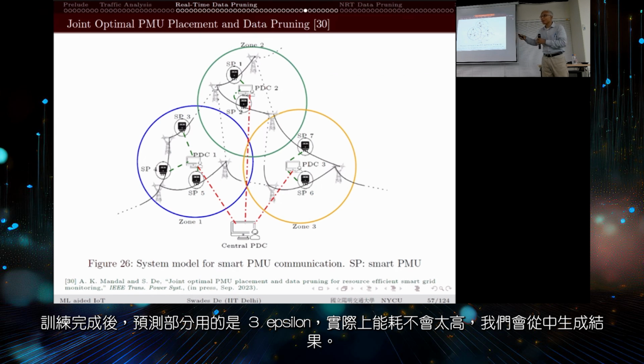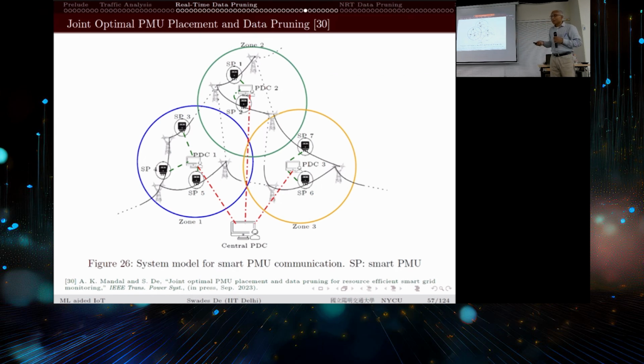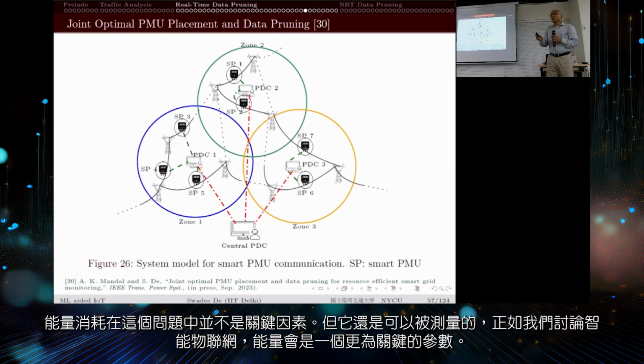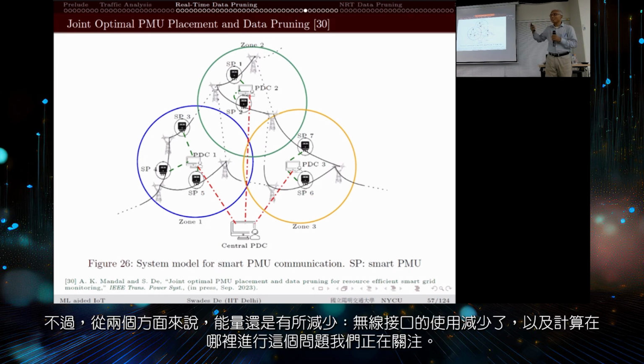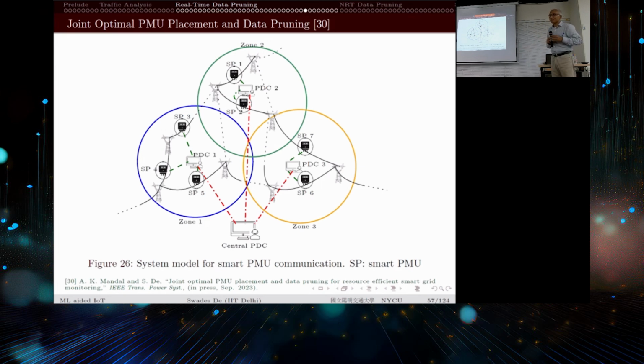We are going to generate results on that. So energy consumption has not been a critical aspect in this problem particularly, but it can be measured. And as we discussed for smart IoT, we will show energy as a much more critical parameter. But energy is still being reduced from 2 aspects: the radio interface is reduced, and where to do the computation is the aspect that we are focusing on.